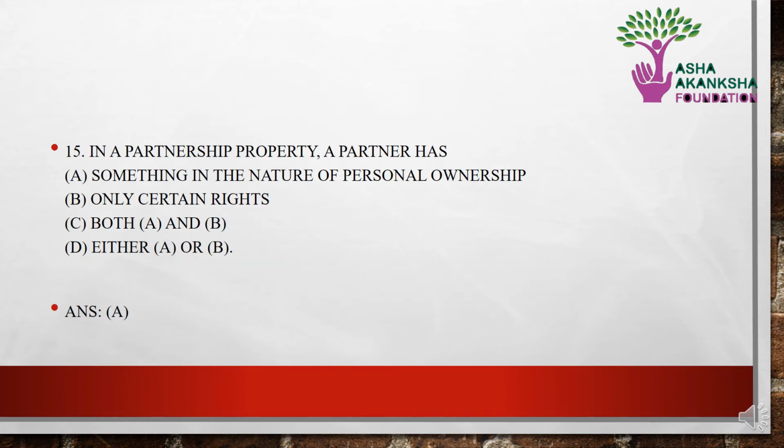The next question is, in a partnership property, a partner has which of the following? A, something in the nature of personal ownership. B, only certain rights. C, both A and B. Or D, either A or B. The correct answer to this question is option A, that is, in a partnership property, a partner has something in the nature of personal ownership.